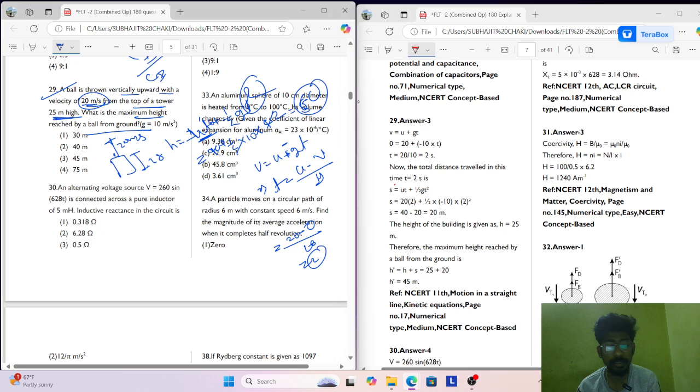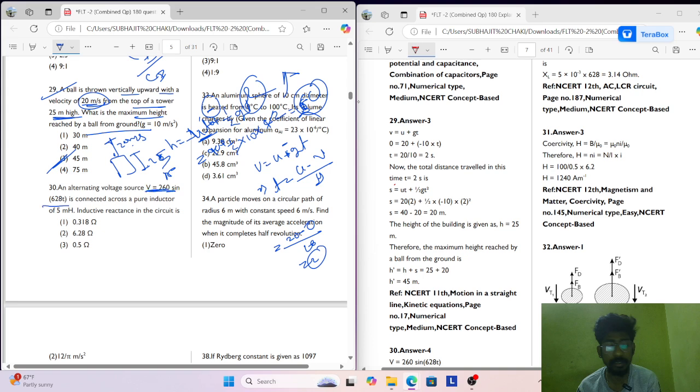Minus half gt square will be there, no? Because it is going upwards, so g will be negative. This will be minus. So 40 minus 20 means 20. This is already 20 I have written. So 20 plus 25 will be equals to 45. So therefore option number 3 will be the correct option here.